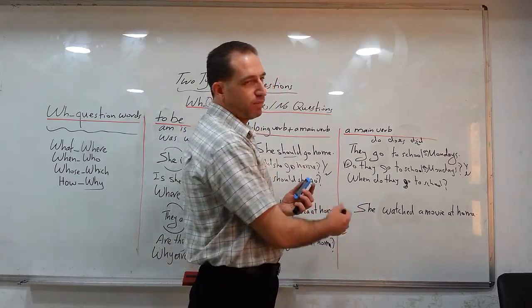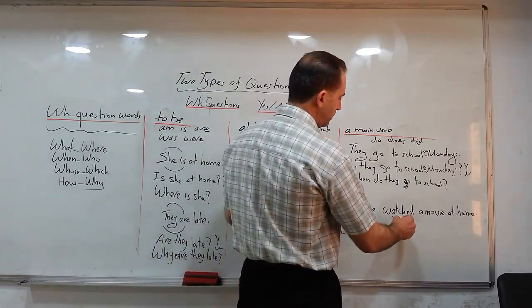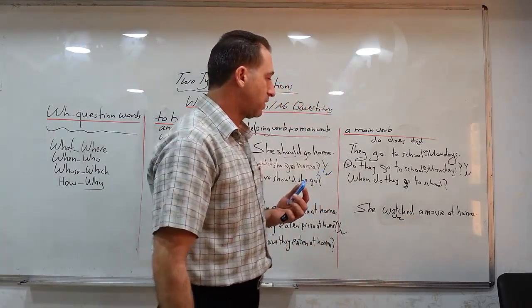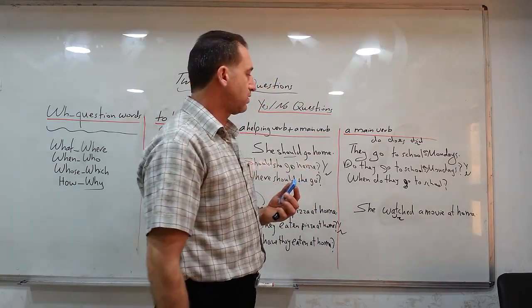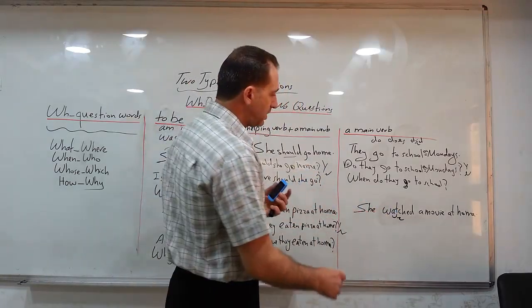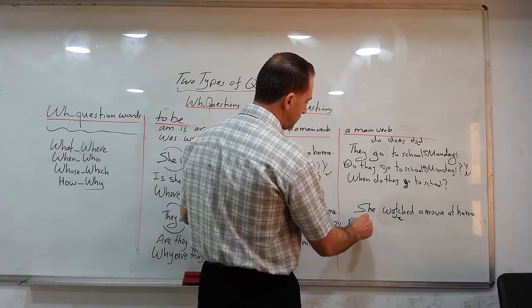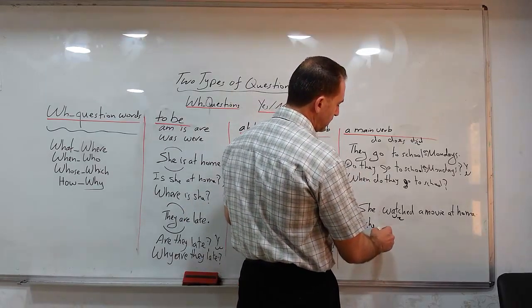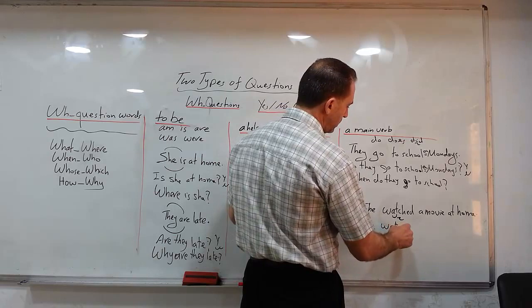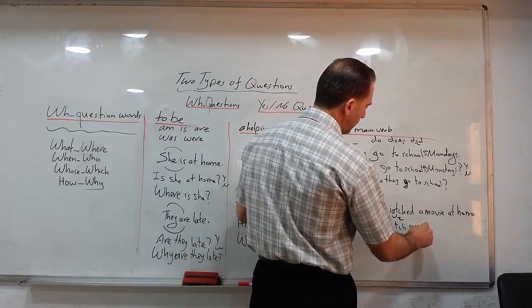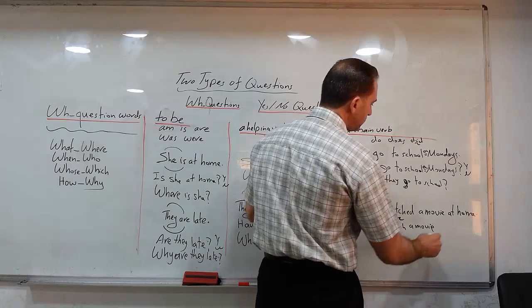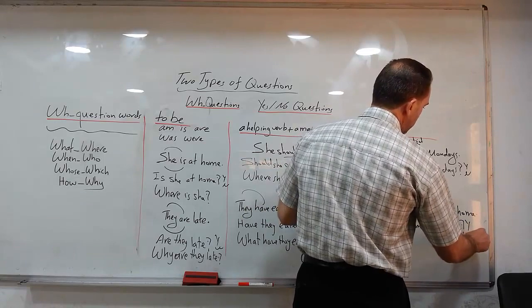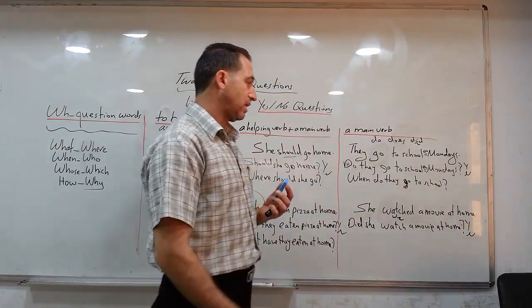Okay, and I can have this one. This is another example, but this is about the past. This is verb 2. She watched a movie at home. I can make two questions. The first question is answered with yes or no. I need to help this verb, so I add did. Did she watch a movie at home? Probably yes, probably no.